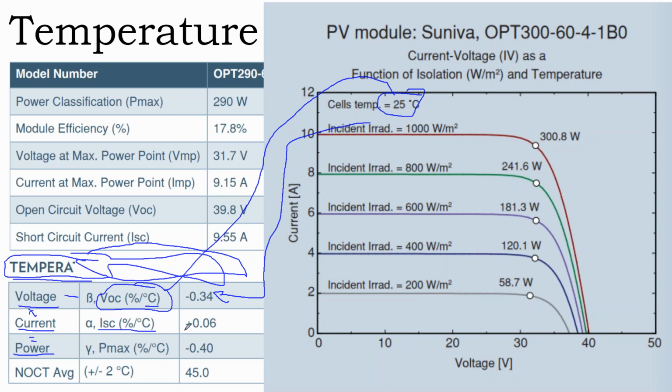What we can see is the current has a positive sign and the voltage has a negative sign. And what this means is as temperature increases, voltage is going to decrease. And as temperature increases, amperage is going to increase.